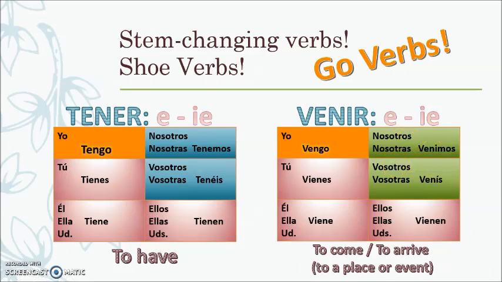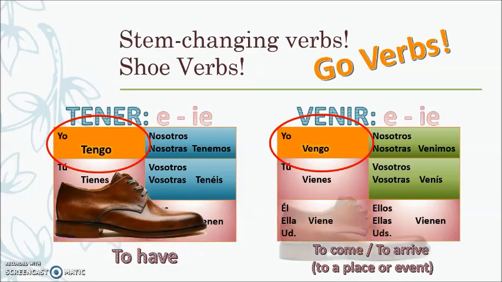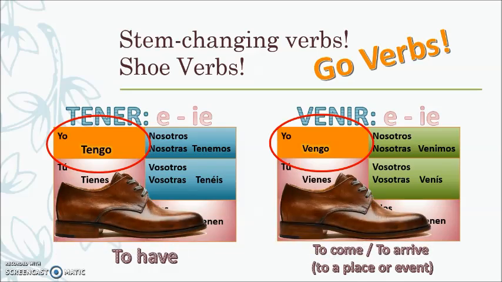So what you need to remember about these verbs is that they are go verbs, which means in these two forms, they end in go, so tengo and vengo, and they stem change in just these three forms right here, so you can call them shoe verbs instead of boot verbs because it doesn't come up as far.